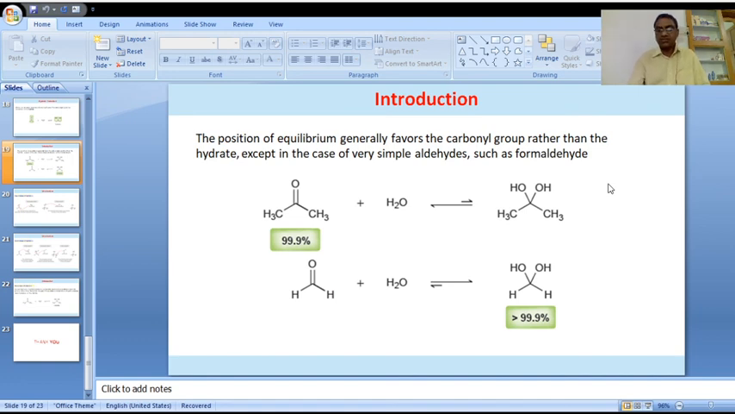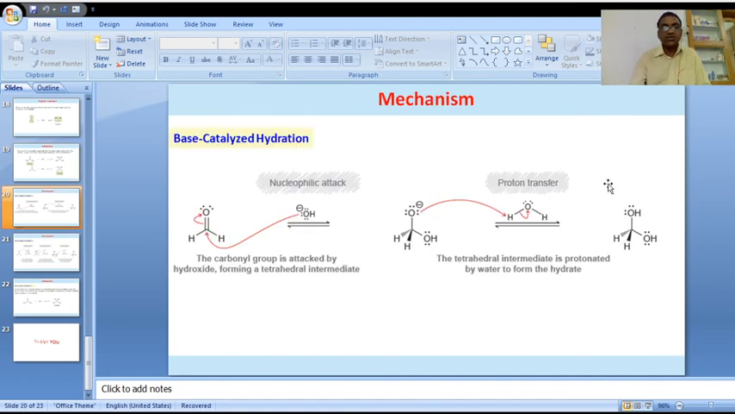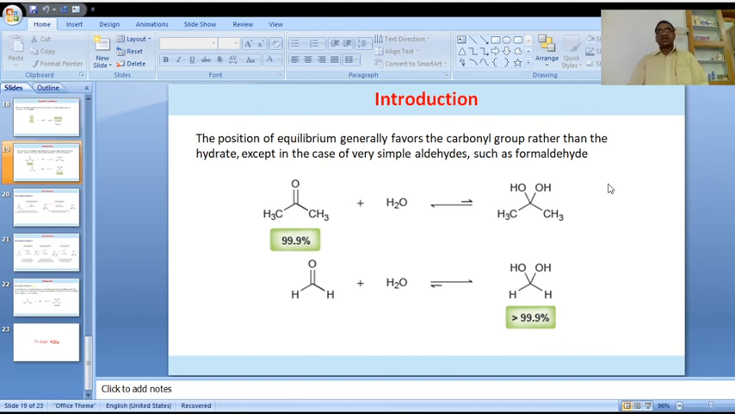Another type, the base catalyzed and acid catalyzed reaction mechanisms, we'll discuss tomorrow, because in this short time we cannot cover the mechanisms of these reactions. We'll discuss them clearly tomorrow.